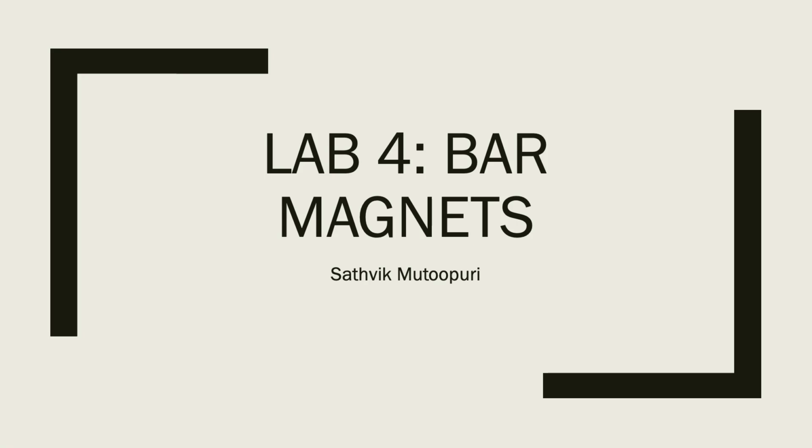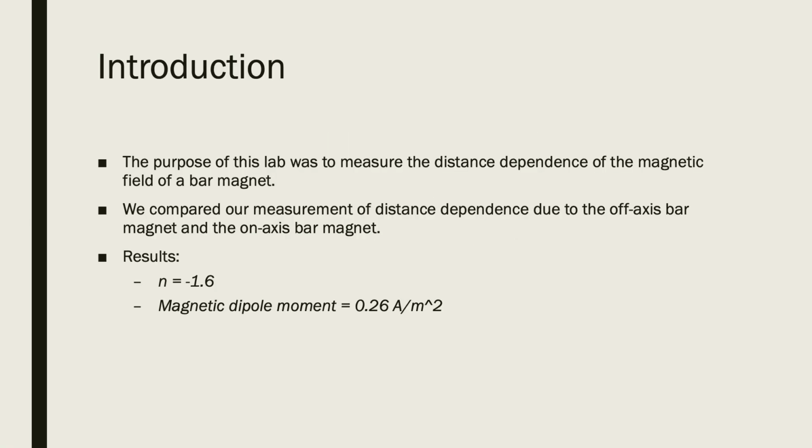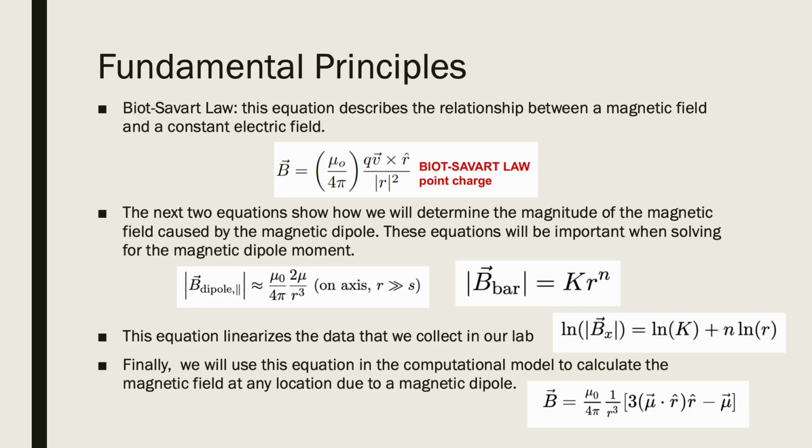Welcome to lab number 4 using bar magnets. The purpose of this lab was to measure the distance dependence of the magnetic field of a bar magnet. We compared our measurement of distance dependence due to the off-axis bar magnet and the on-axis bar magnet. As a result, we found that n is equal to negative 1.6 and the magnetic dipole moment using our data was 0.26.